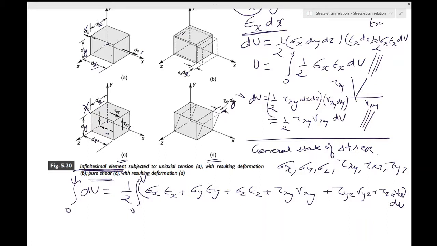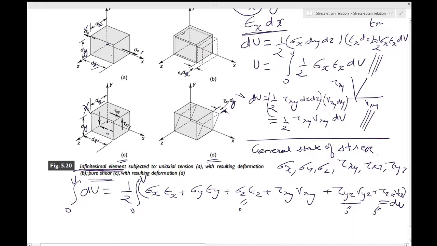And in case you have a plane strain or a plane stress, many of these terms get to 0. There's no stress in the z direction, this becomes equal to 0, this becomes equal to 0. So you will be left with only 3 terms.